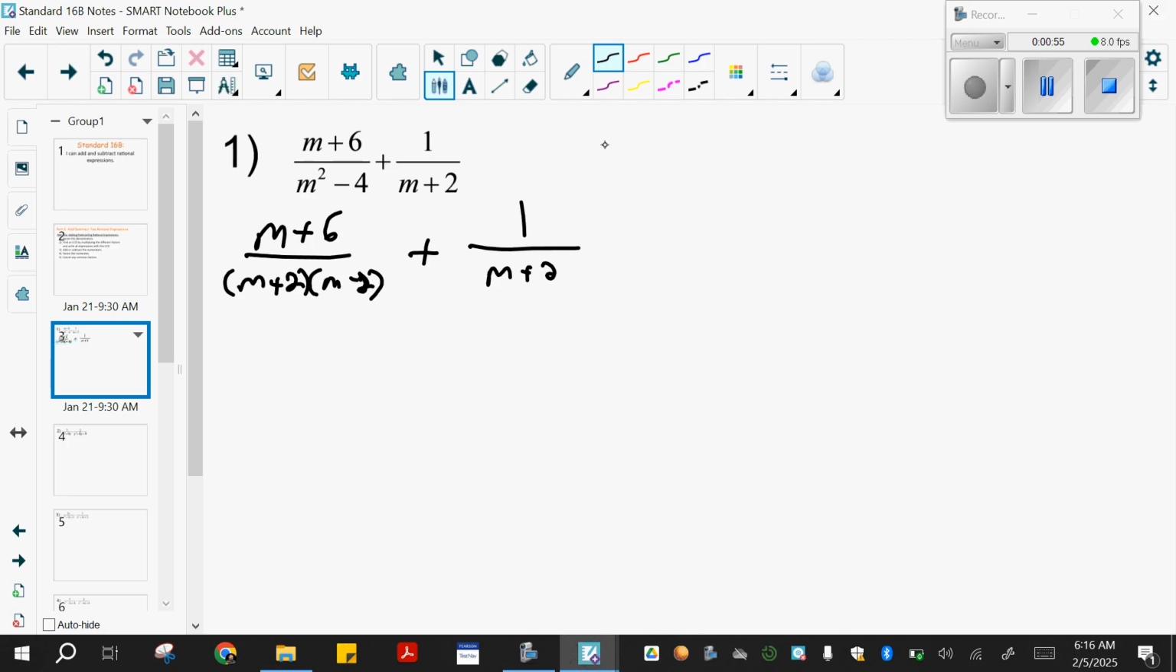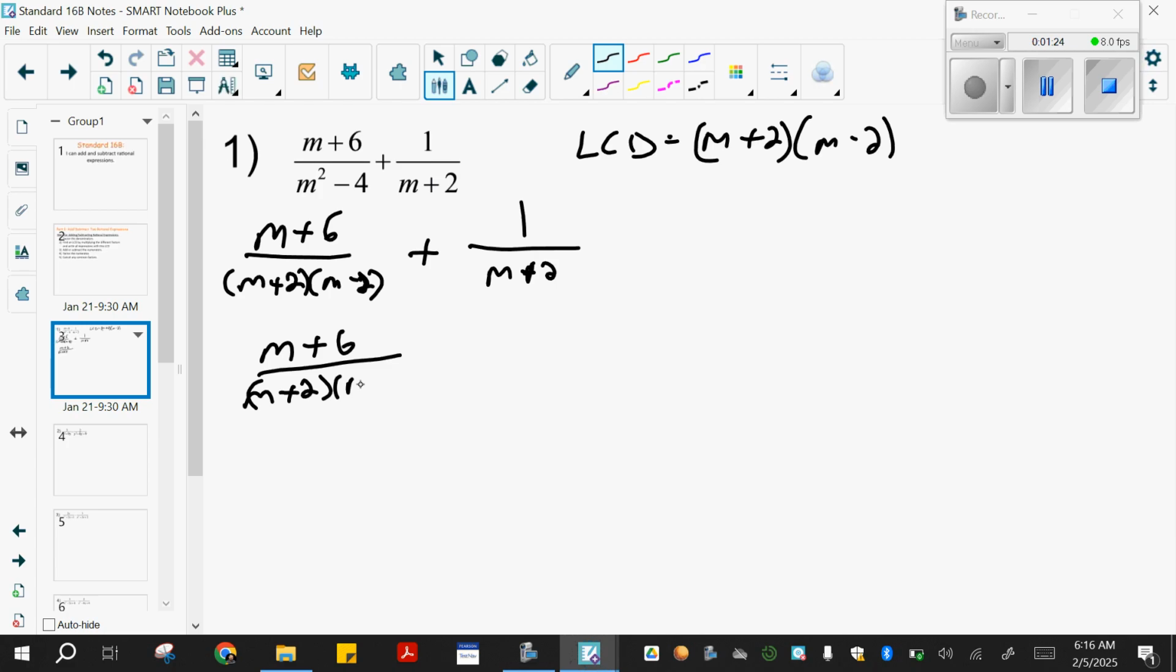So if I look at those, my handwriting's awful on this one already. My LCD is going to be a combination of the two, but I already have m plus 2 on both sides, so it's really just going to be m plus 2 times m minus 2. Alright, so our left one is already correct. M plus 6 over m plus 2 times m minus 2. Our plus sign in the middle.